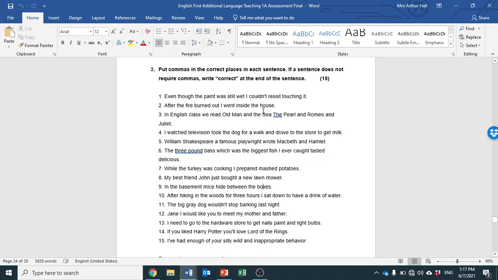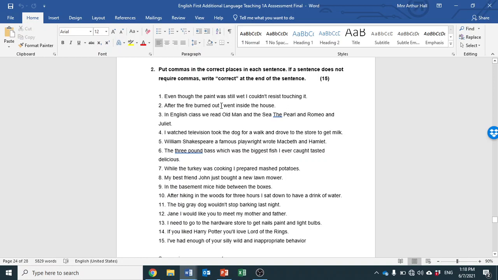Number 2, after the fire burned down, I went inside the house. Who did what? I went inside the house. So I, your subject, went inside is your verb, and the house is your object. Then all you are left with is after the fire burned out. So there the comma goes.